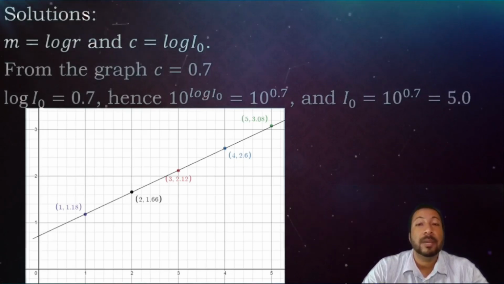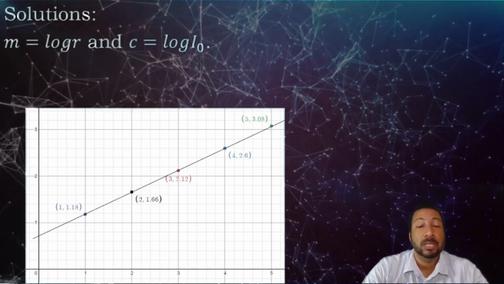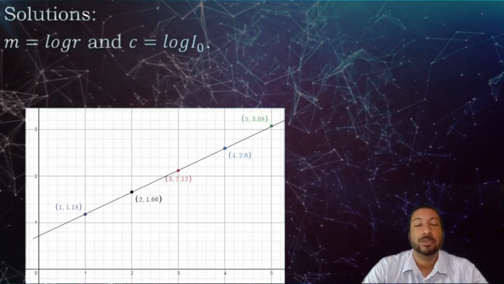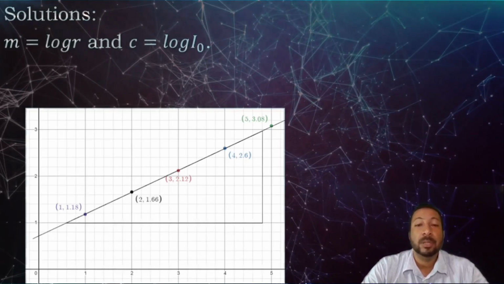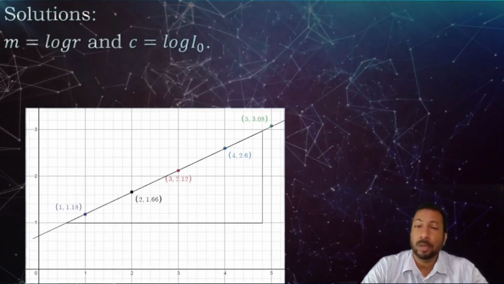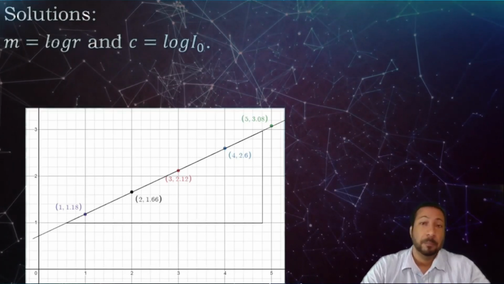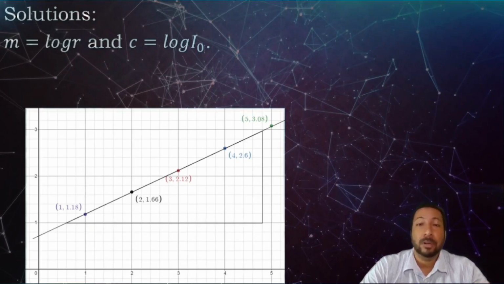Next, the value of R. So we need to find our gradient. To find our gradient, we'll then need to draw our triangle. We should not simply use the values that lie on our line of best fit because theoretically, those values may have some error in them.